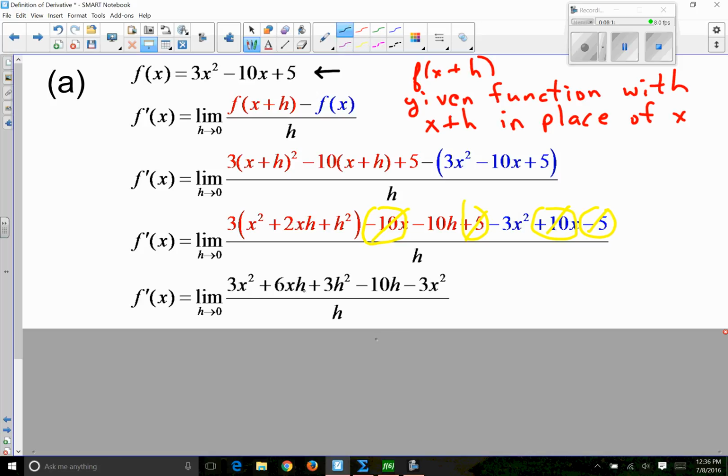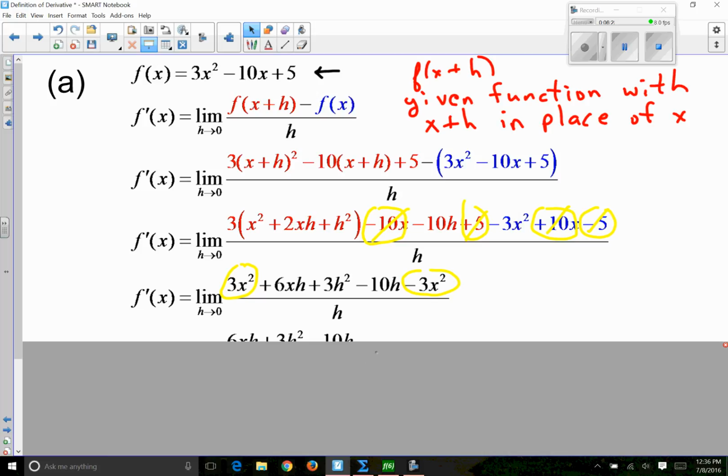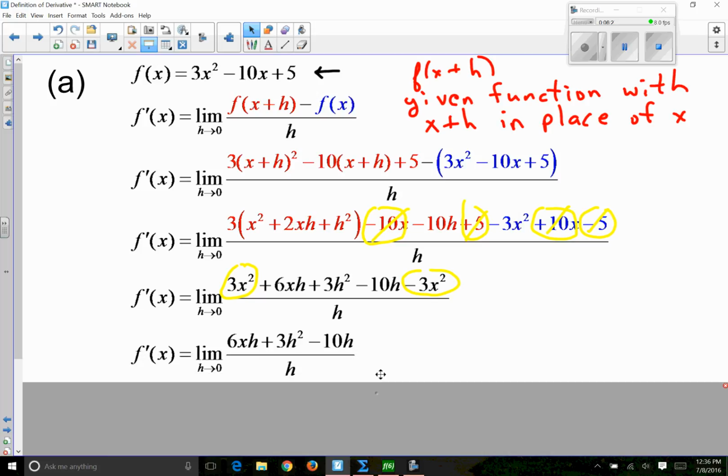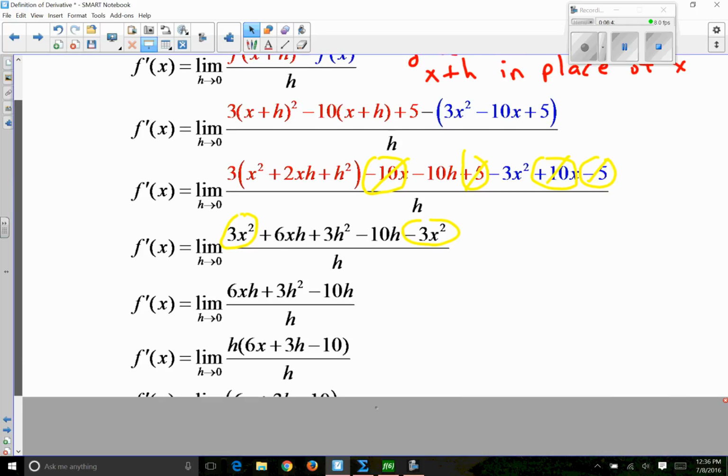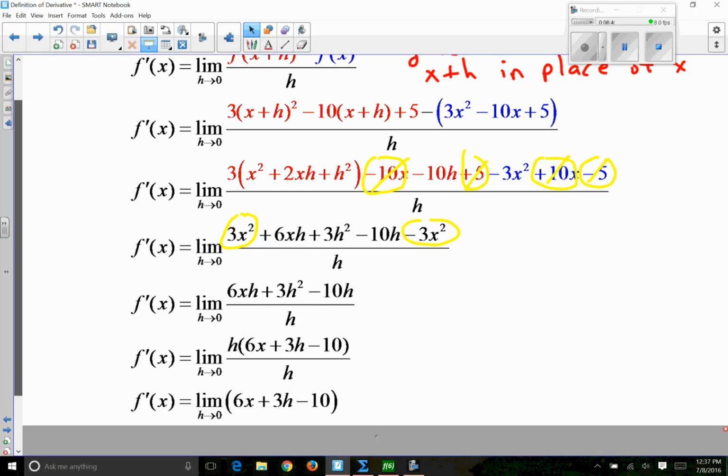And here we notice 3x squared minus 3x squared. So they are gone. Then all these terms remaining have a common factor. H is in every term. So the h that's in every term gets factored out. We now have f prime of x equals the limit as h approaches 0 of h times 6x plus 3h minus 10 all over h.